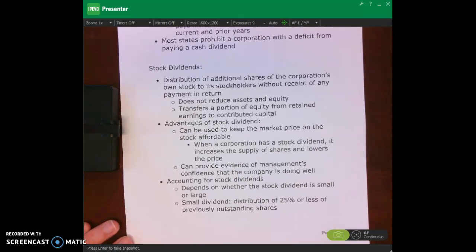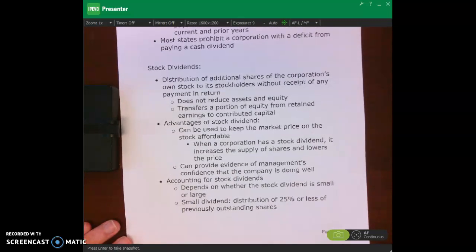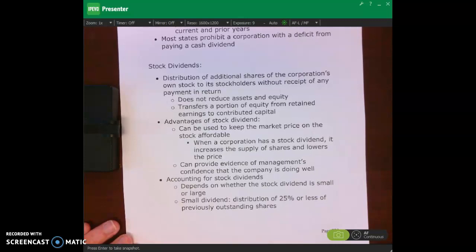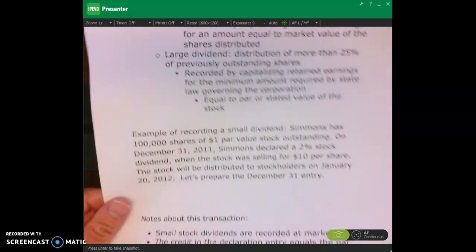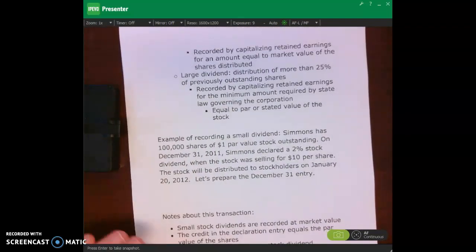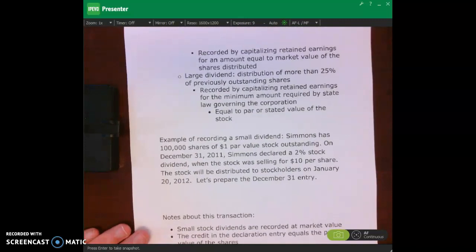Now, in terms of our journal entries, our accounting, that's what I mean by accounting, our journal entries for stock dividends depend upon whether that stock dividend is classified as small or large. A small stock dividend would be a distribution of 25% or less of our previously outstanding shares. And what we do in that situation is we capitalize retained earnings for the amount equal to the market value of the shares distributed.